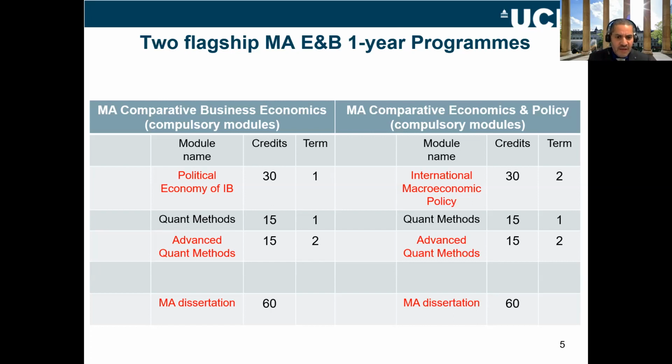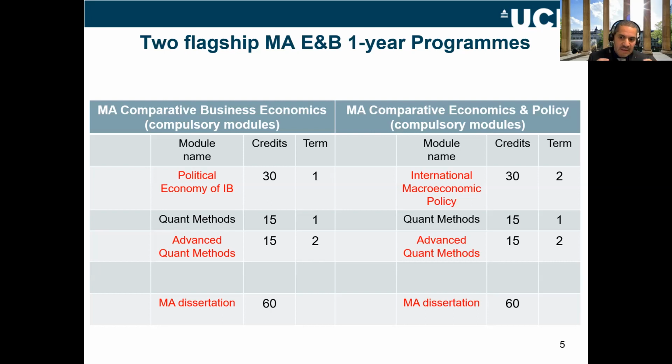To give you a flavor, I just listed here some of the compulsory modules that you encounter when you come here in September. On the left-hand side, you see the political economy of international business, IB standing for international business, quantitative methods, advanced quantitative methods, and the master dissertation. These are the modules that you have to pass in order to obtain your degree. On the right-hand side of this slide, you see the compulsory modules for the other master, economics and policy. Here you have international macroeconomic policies, and quantitative methods and advanced quantitative methods are again compulsory, and a dissertation.